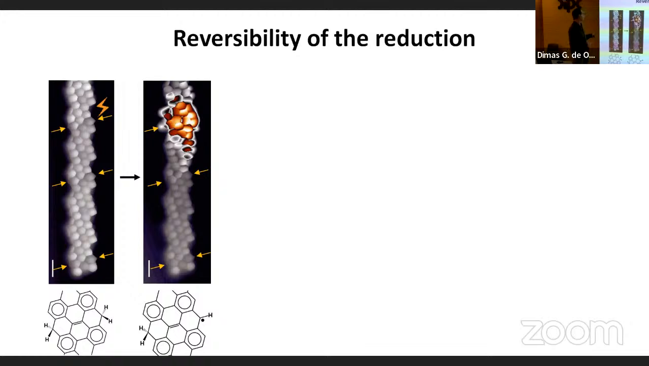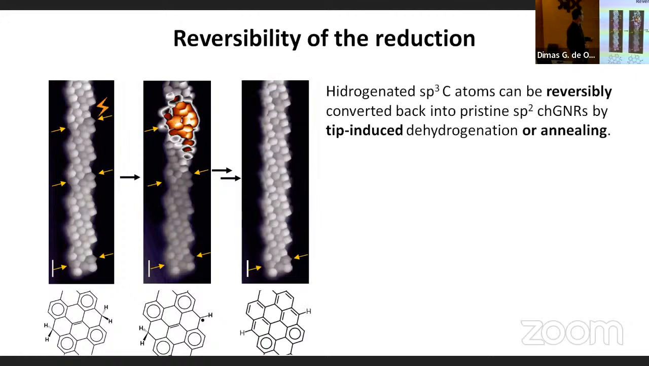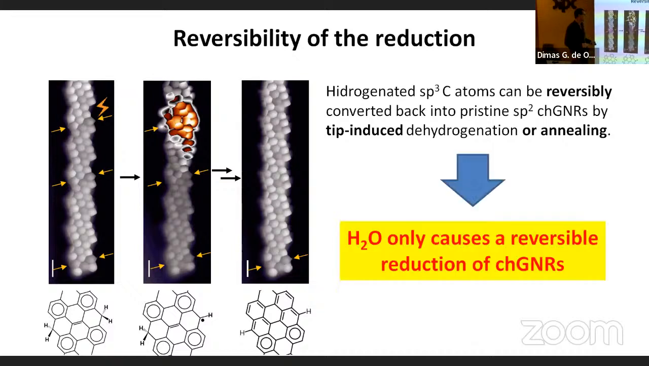And you can also do it with any of the other hydrogens that we have around, and you can kick them out, or you can also do it thermally. If you have this structure and you just anneal it, you get back to the pristine nanoribbon. So basically, these hydrogenated sp3 carbon atoms can be reversibly converted back by tip-induced dehydrogenation or annealing, which means that water only causes a reversible reduction of the chiral graphene nanoribbons. So what is actually destroying our ribbons when we expose them to air is probably not the water, but something else. So then the next thing that we tried was going for the oxygen.